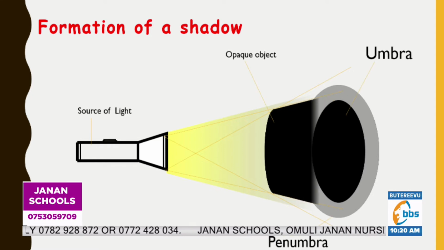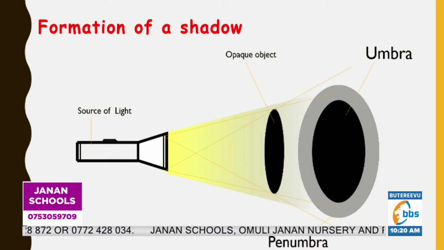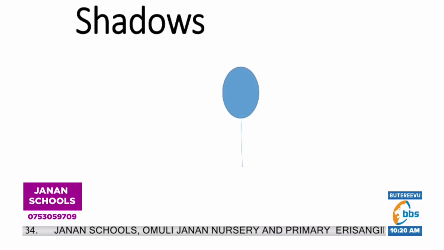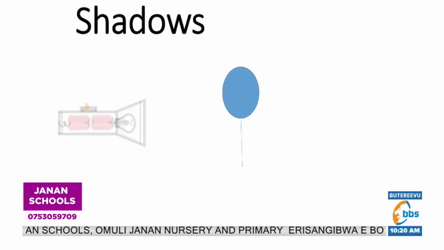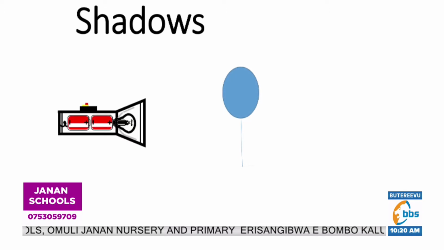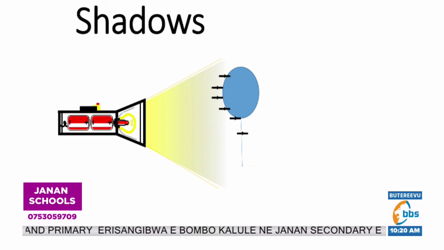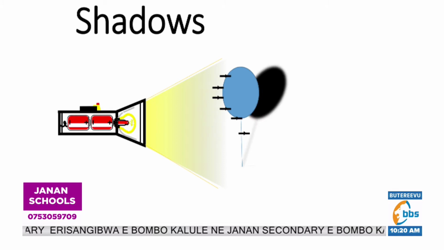Hope you've got that clear. We can proceed to other shadows. Now, look at that, that is the shape of the opaque object. So, when the torch is on, what is going to happen? You will see that the shadow will be formed on the other side.